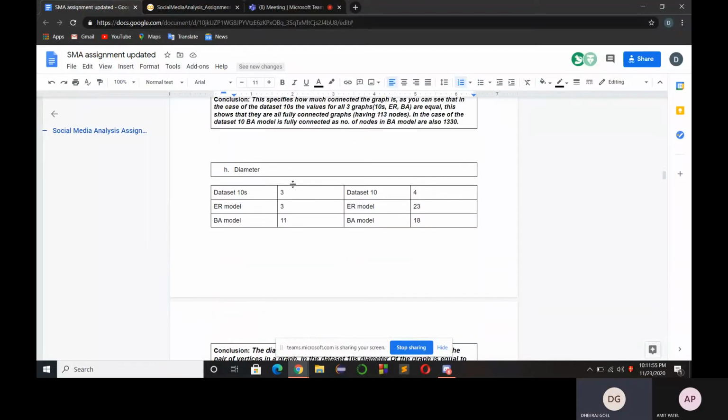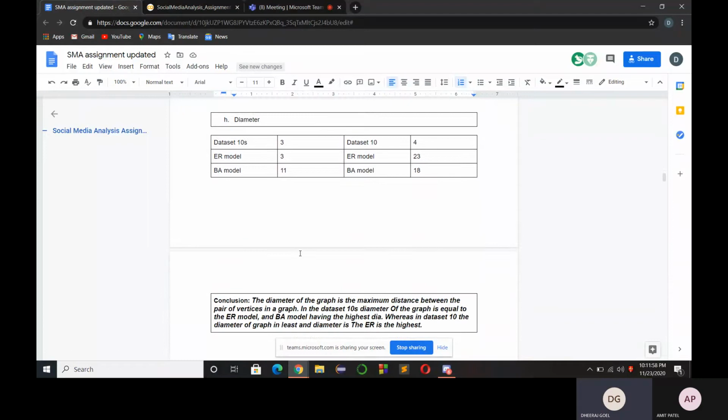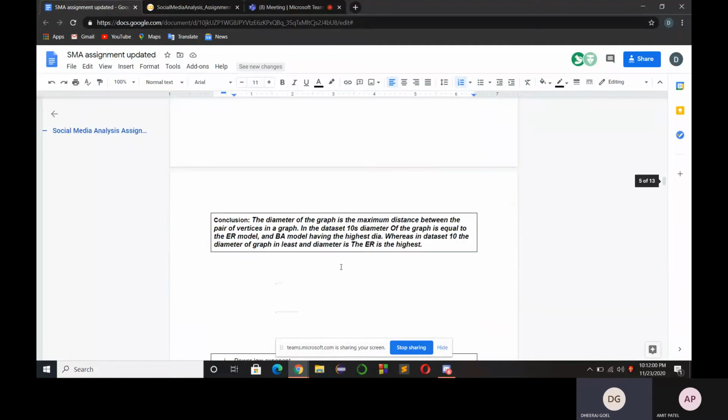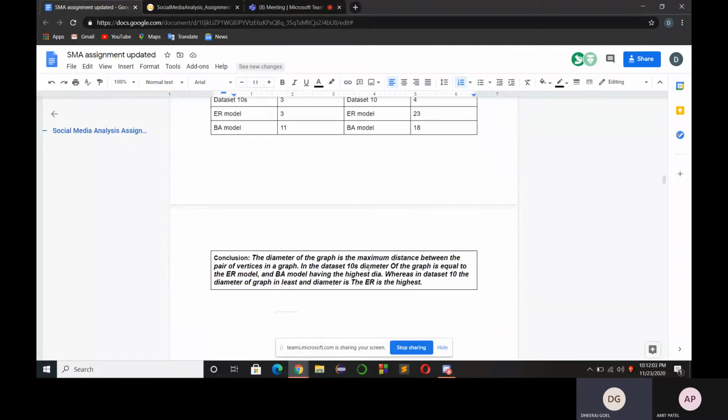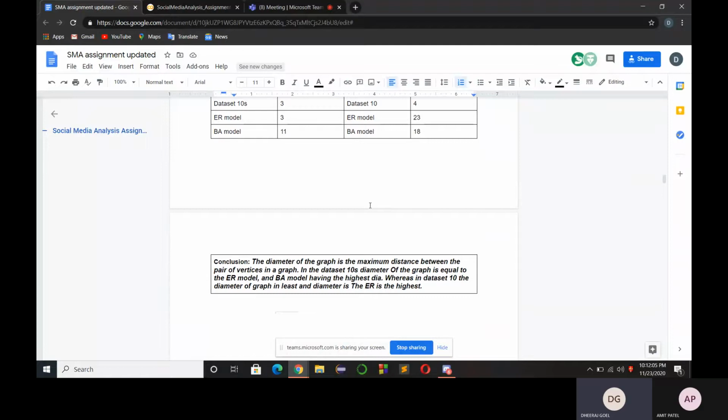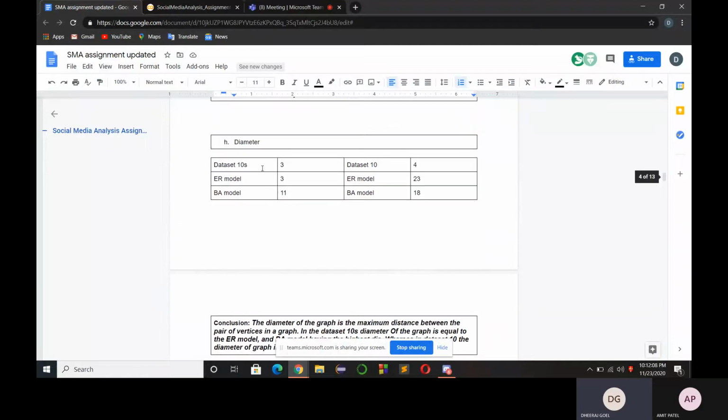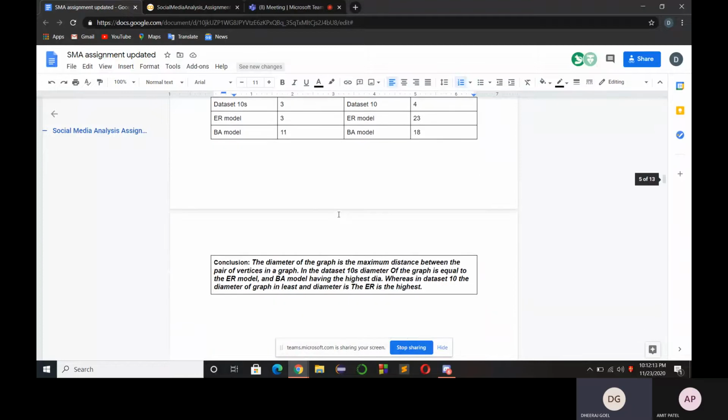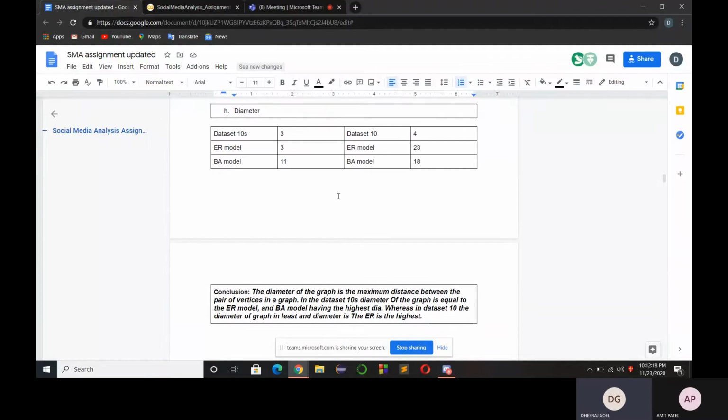Here comes the diameter. The diameter of the graph is the maximum distance between a pair of vertices in the graph. The numerical values will tell you how much the diameter is, that is, the maximum distance between any pair of vertices. In the real world graph formed through dataset 10s, the diameter is 3, which is equal to the ER model, but the BA model has the highest diameter, that is 11.